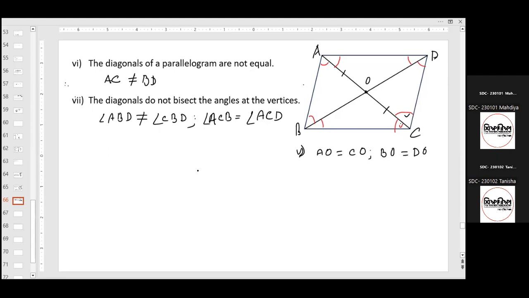is not equal to angle ACD. Angle BDC is not equal to angle BDA. I mean, this one is not equal to that one. Angle ACB is not equal to angle ACD, right? Not equal. And angle BAC is not equal to angle DAC.